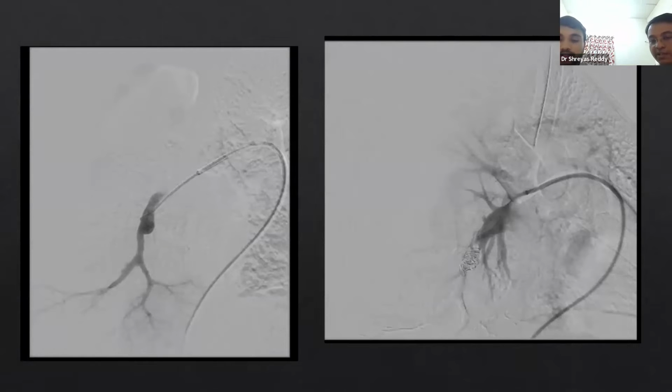Of course, until the disease process is controlled, the bleeding can keep on happening. We have just temporarily controlled the patient's bleeding. Okay, so go on to the next case.